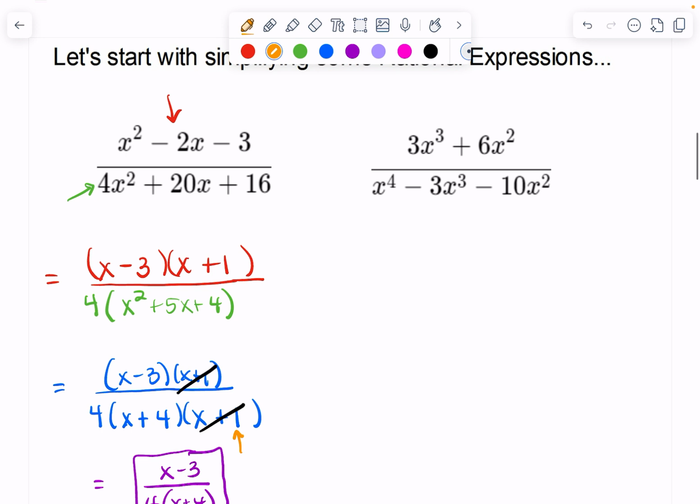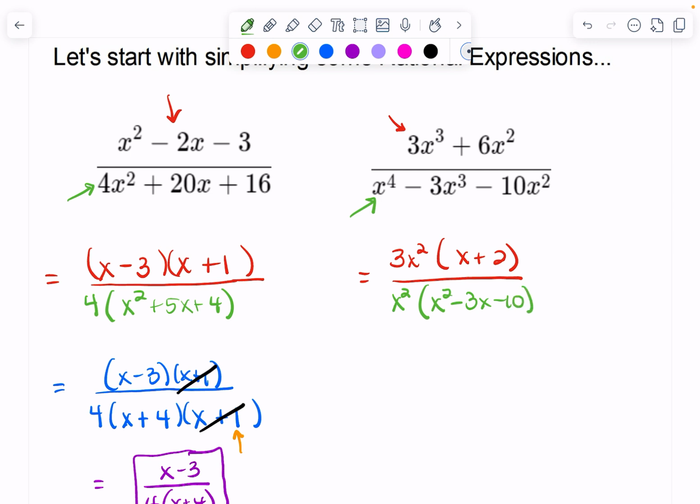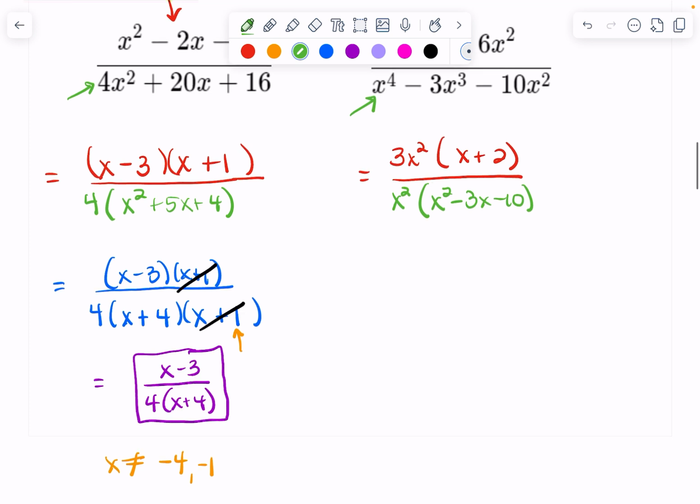And we're ready to move on to the next problem. But remember, you're always going to look first to see if you can do a greatest common factor. So in this numerator, we definitely have a GCF. In fact, it's going to be 3x squared. What's left in parentheses is just a simple x plus 2. And then in the denominator, we also have a GCF, and that one's going to be x squared. What's left in parentheses there will be x squared minus 3x minus 10. And I think you can see that x squared minus 3x minus 10 is factorable.